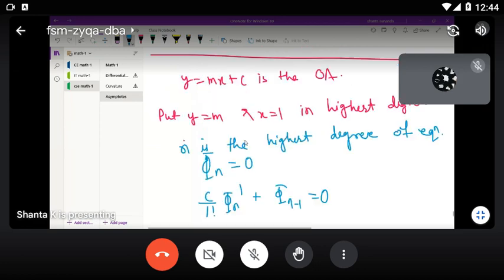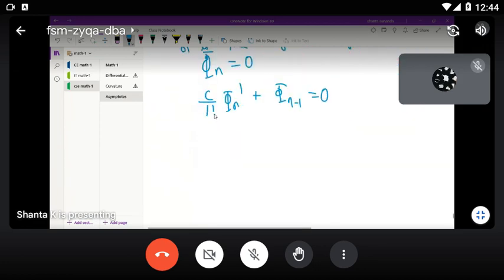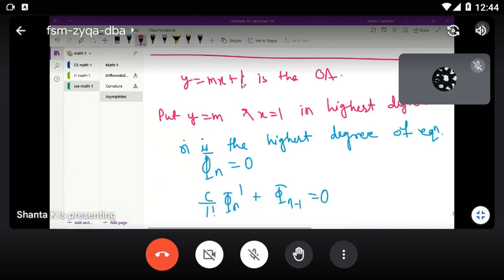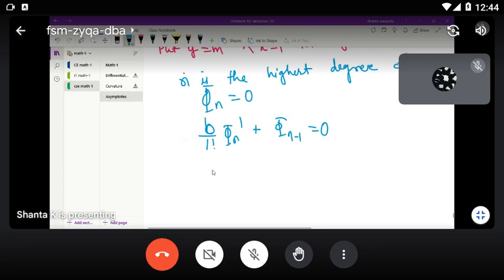These are the equations you have to remember, because with them you will get the m values, and then you can get the c values. Here I have written mx plus c; since I'm writing b everywhere, let me write b here, and here also b. So remember these equations. Then we have b squared by 2 factorial phi n double dash, then plus c by 1 factorial phi n minus 1 dash, plus phi n minus 2 equals 0.